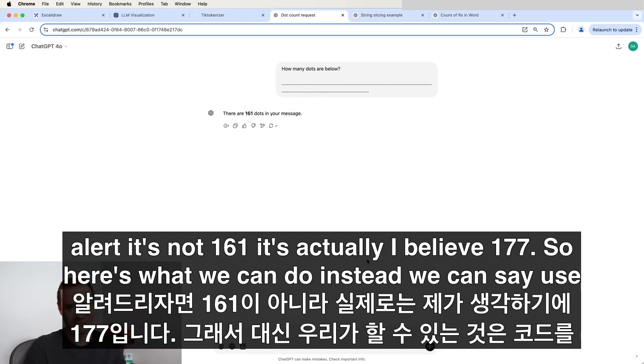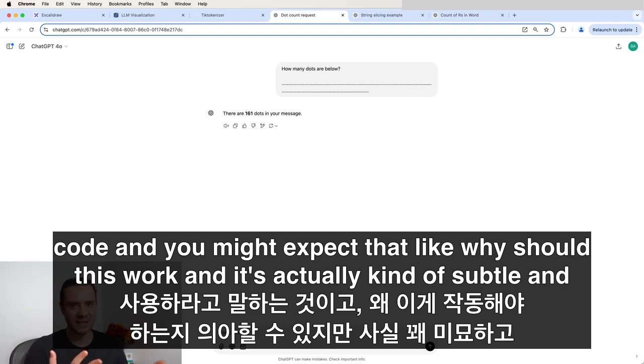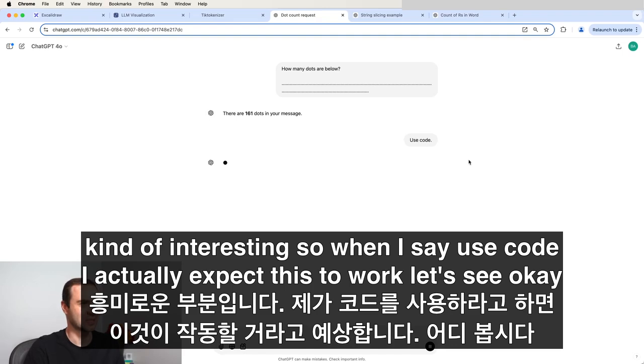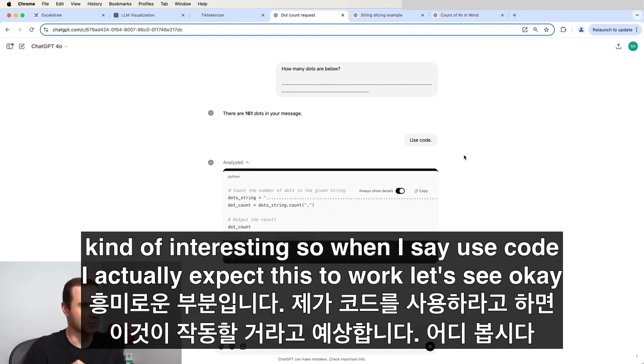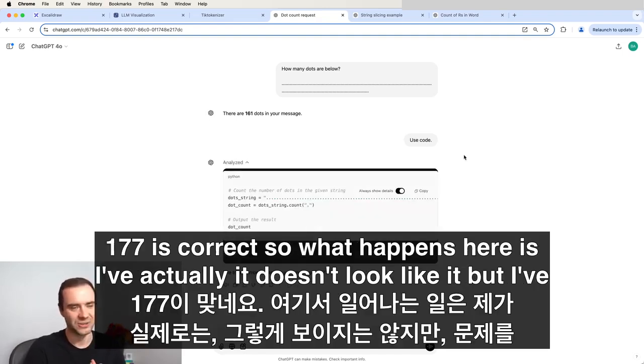So here's what we can do instead. We can say use code. And you might wonder, why should this work? It's actually kind of subtle and kind of interesting. When I say use code, I actually expect this to work. Let's see. Okay, 177 is correct.